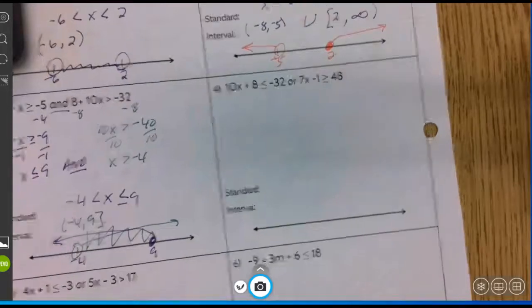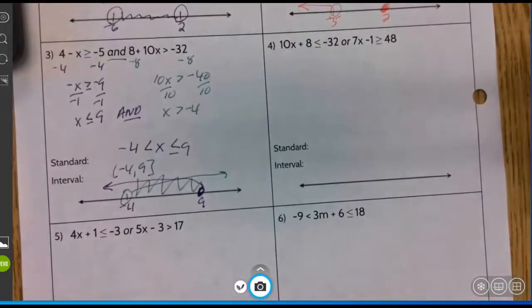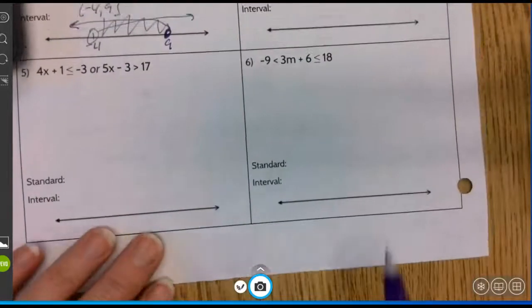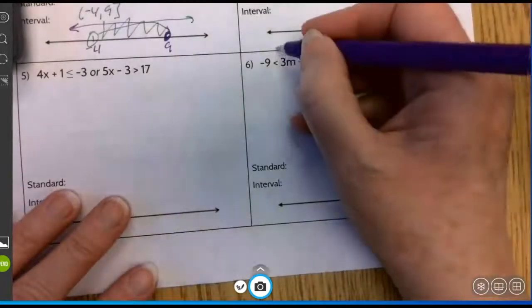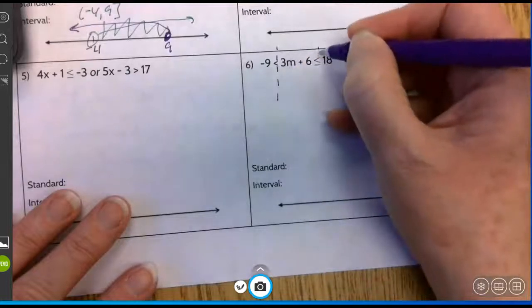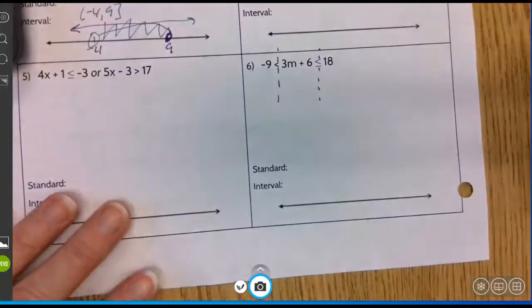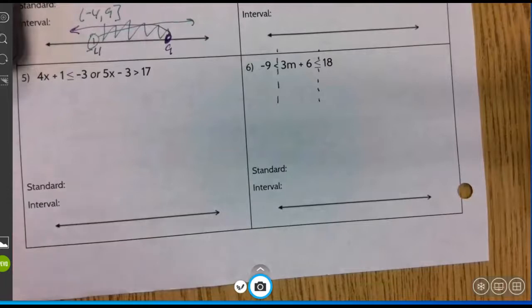Number 10, same kind of thing. Number 11, same kind of thing. So I'm going to jump to number 6 and show you that one again because this is another one where we divide it into sections. It's a compound inequality, not written with the word and, but it's going to be an and. So now we're going to solve both of these.